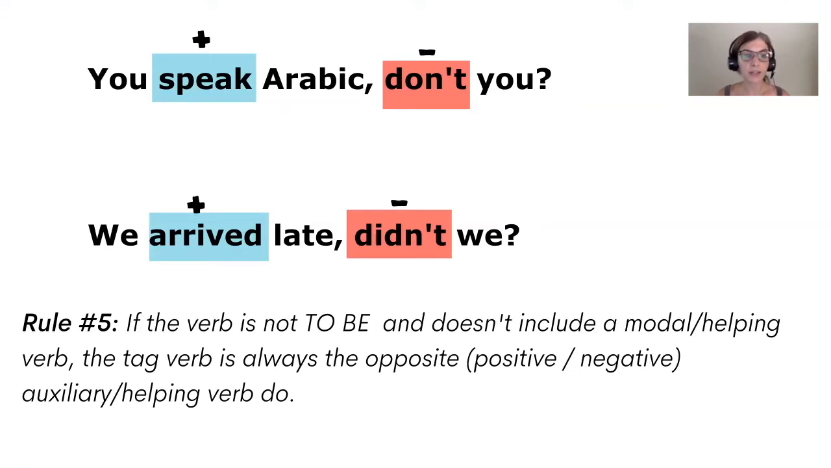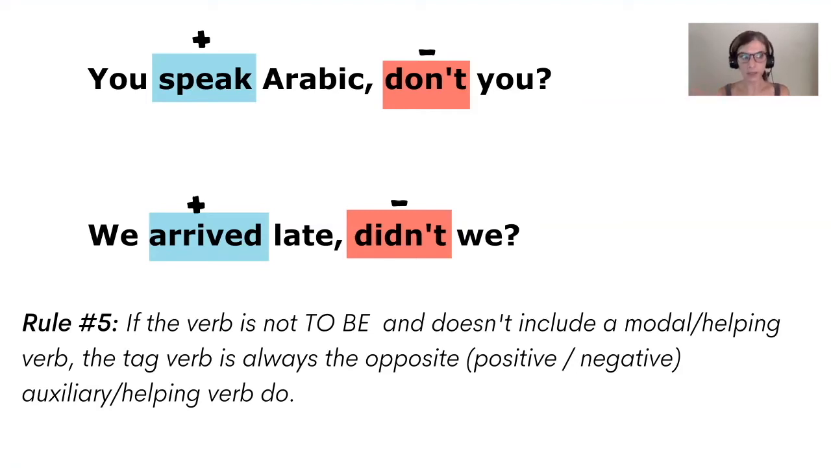Now, if we replaced all of these verbs with to be, for example, then we wouldn't use do. If I said we are late, then I can't use do here. I need to say we are late, aren't we? But because I use the verb arrive here, I will have to use the verb do in the tag.